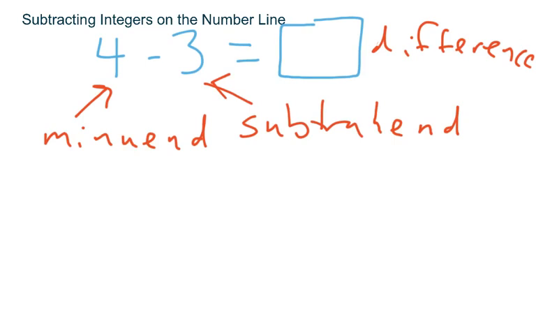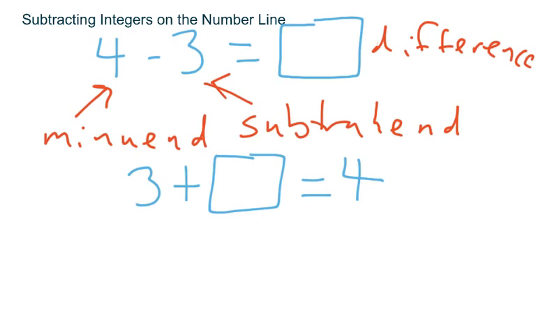Now, the way the missing addend definition of subtraction works is if you want to figure out what is 4 minus 3, minuend minus subtrahend, you ask yourself, what do you need to add to the subtrahend to result in the minuend? What do you need to add to the second number to give you the first number? Now, this one's pretty easy. I can see just by looking at it that I can fill in the blank with a 1, and that tells me that 4 minus 3 is equal to 1.